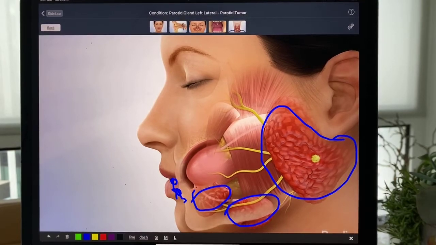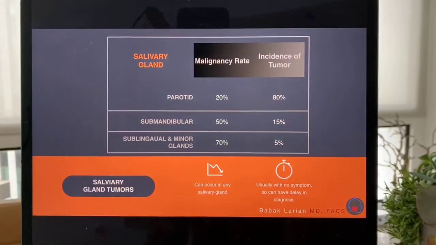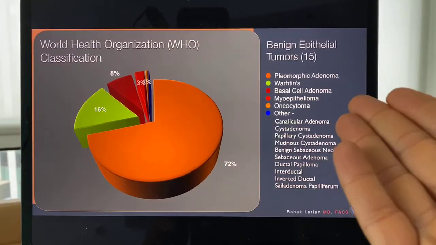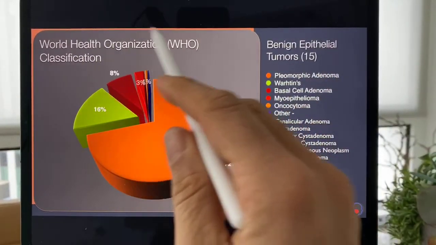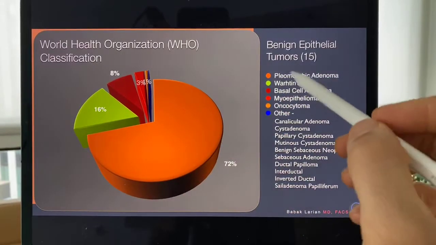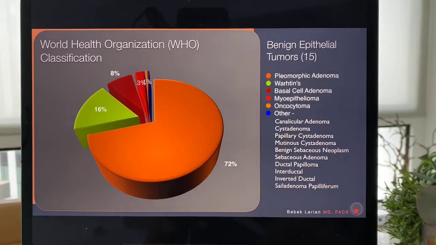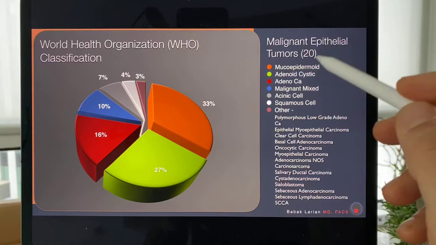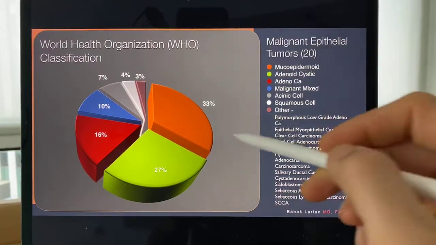Now, the incidence of parotid tumors, or salivary gland tumors, is not very high, but they happen most commonly in the parotid. There are 15 types of benign tumors that happen in the salivary glands, and the World Health Organization has a classification for it, the majority of which is pleomorphic adenoma, right? And then there are 20, probably a little bit more, cancerous tumors in the parotid gland, cancers from the lining of the parotid, right?